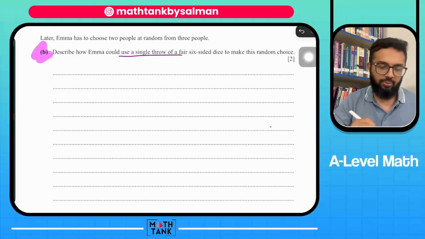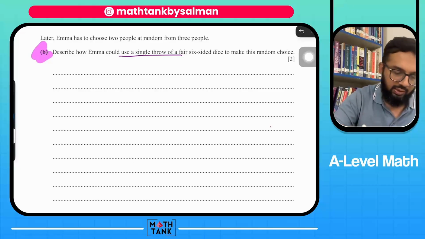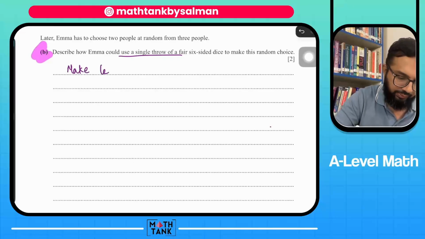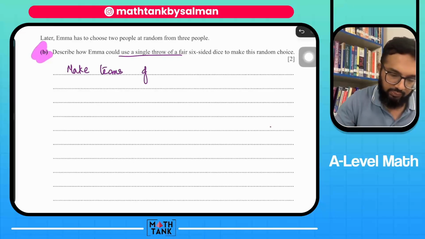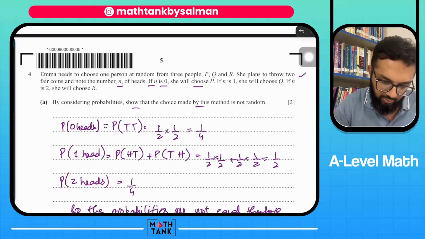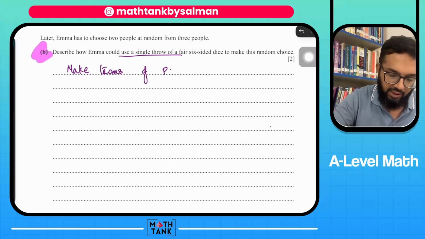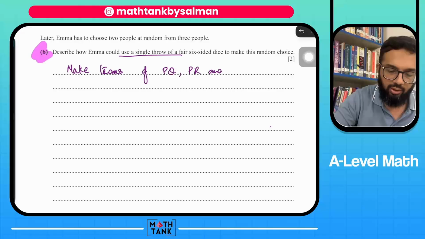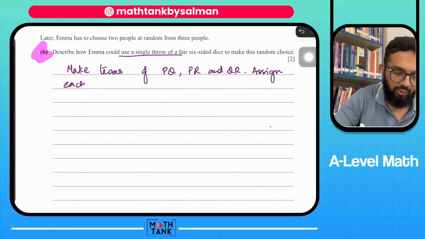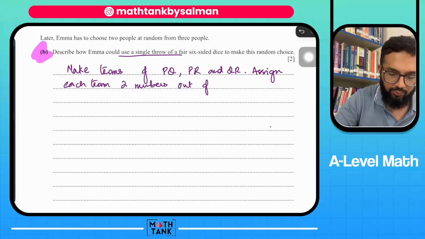Now, two outcomes are not possible, but can we divide them into teams? Can I say that there's a team A, B, make teams. What are the teams? P, Q, and R. Of P, Q, P, R, and Q, R. Assign each team two numbers out of one, two, three, four, five, and six.